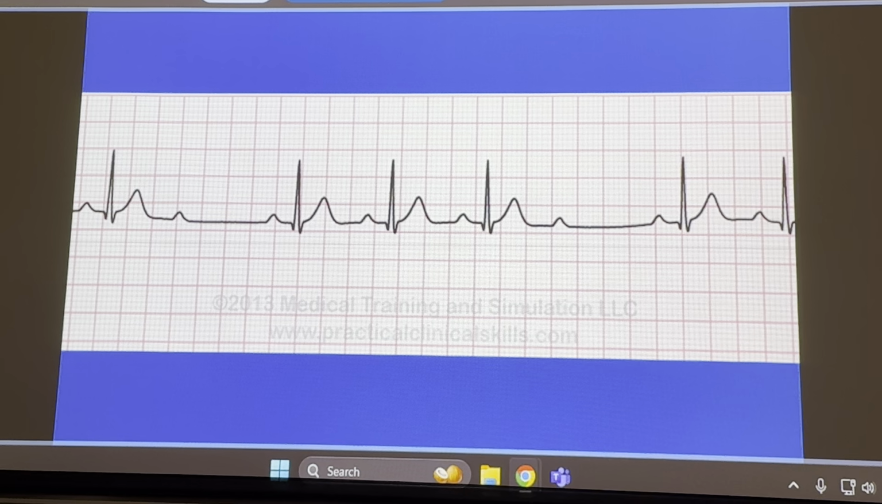What do we got next? Anna, what we got here? Second degree Wenckebach. Wait a minute. No, technically it's a Mobitz 2. Just a regular second degree Mobitz 2, not a Wenckebach, because the PR interval doesn't prolong. It's not getting longer and longer. So second degree type 2 or Mobitz 2. I like it. So she was talking about the PR interval.